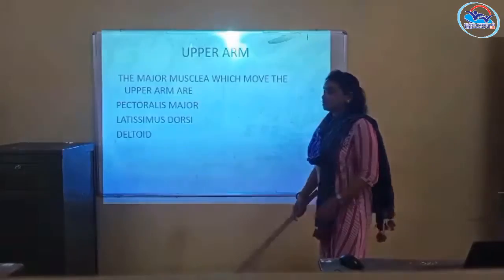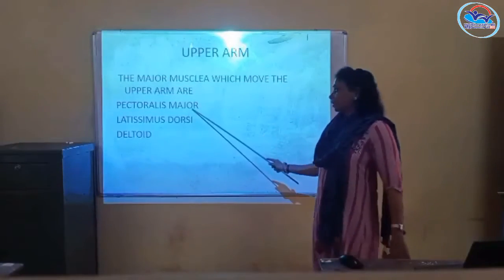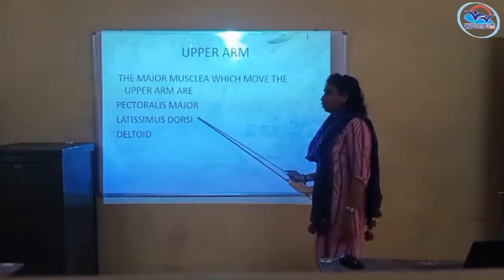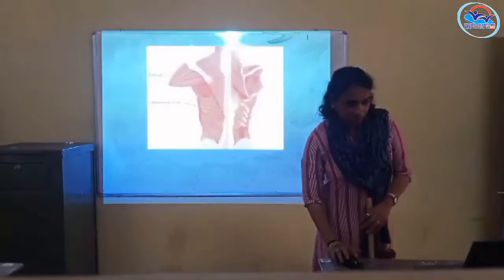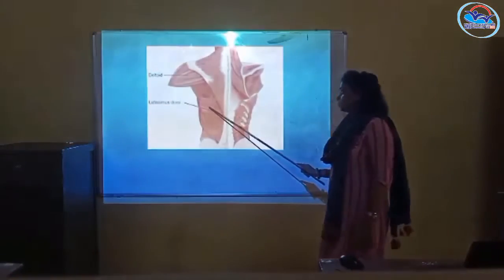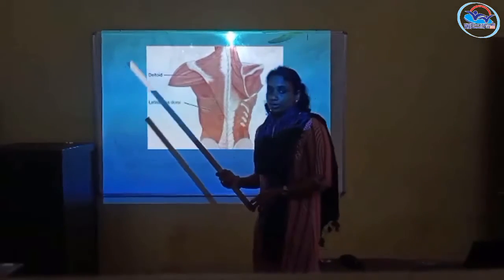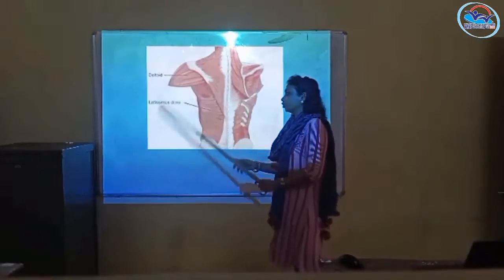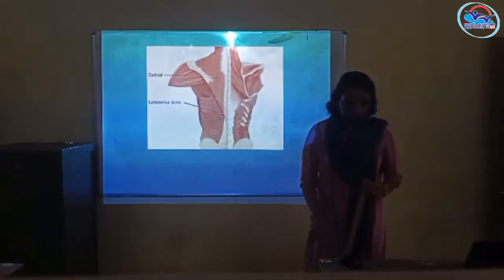Upper arm. The major muscles that move our upper arm are pectoralis major, latissimus dorsi and deltoid. We will see the pictures here. This is deltoid. This is latissimus dorsi. This is the posterior portion of a human body. This muscle is deltoid, that is seen somewhere here. And this is latissimus dorsi.